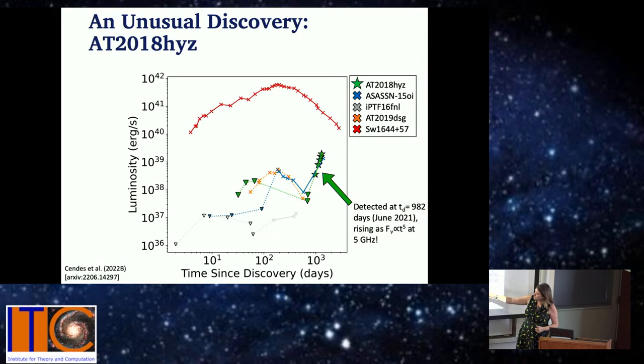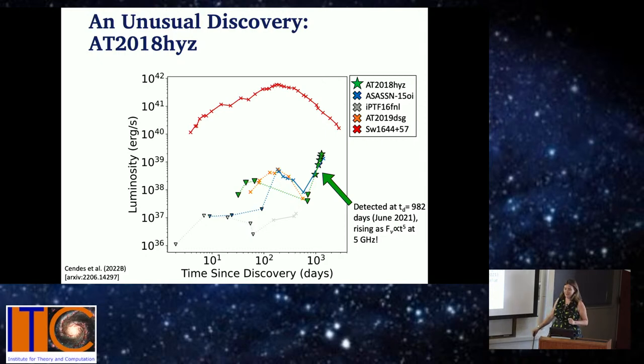You have Assassin-15OI and IPTF-16FNL. If you see a triangle on these plots, that's an upper limit, so you have no radio detection to that limit. And then this is AT2018-HYZ, which I'm going to brag about because we're the ones who found it. And it's basically been shooting very high in luminosity since it was detected roughly 980 days after the initial TDE event happened, as fast as T to the fifth at 5 gigahertz. Among friends, I'll tell you, it's still getting brighter, but not quite as bright.